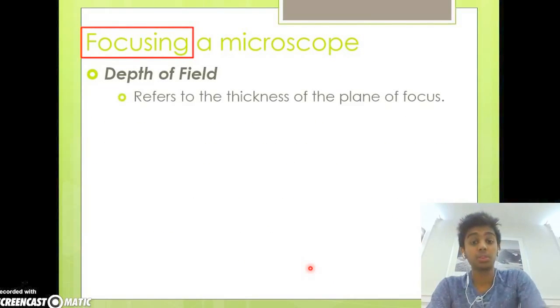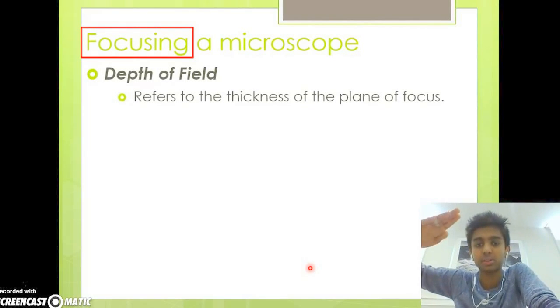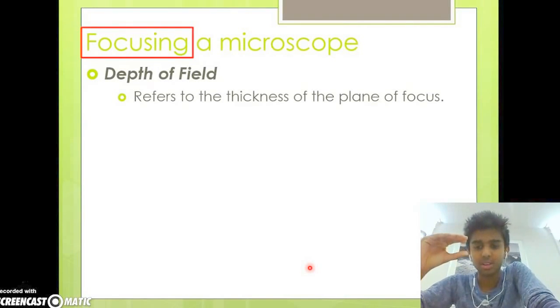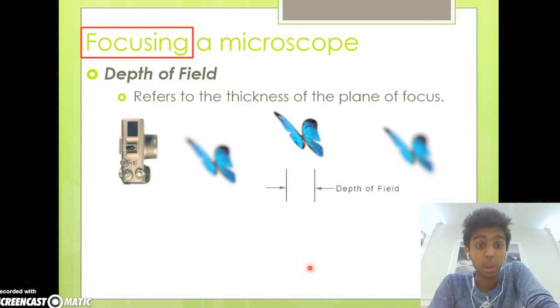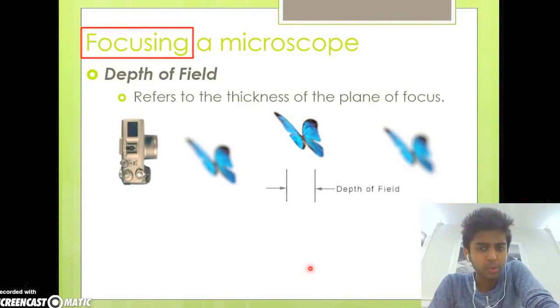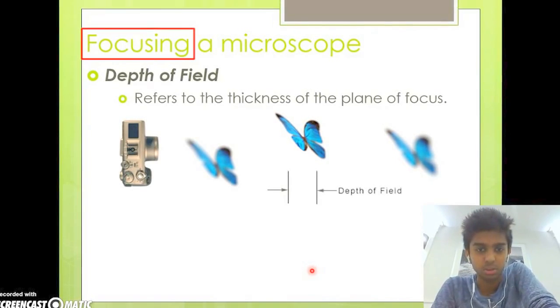Now, depth of field refers to the thickness of the plane of focus. So a plane is just a single level, and how thick that single level of the cell or whatever you're observing is, that's the depth of field. The smaller your depth of field is, the more accurately you can see the image that you're trying to observe.